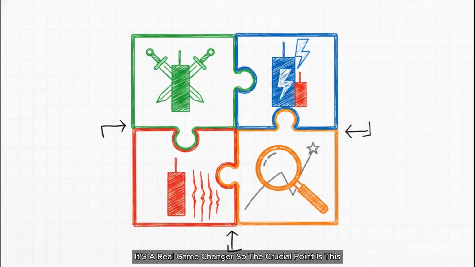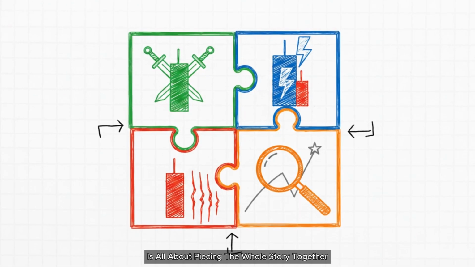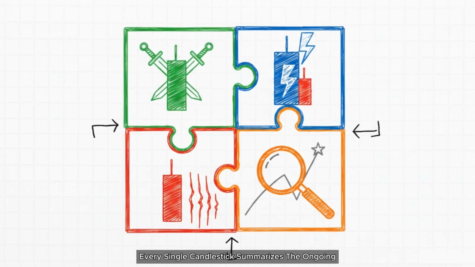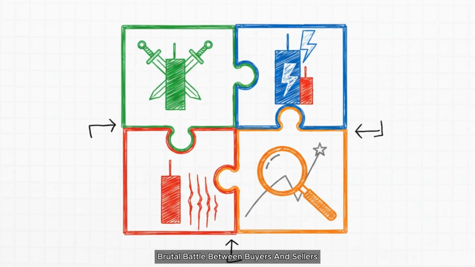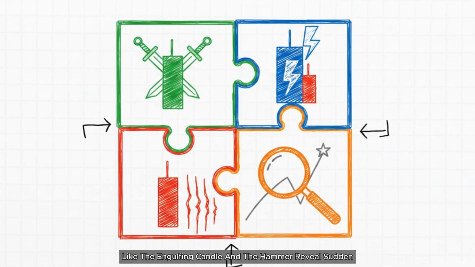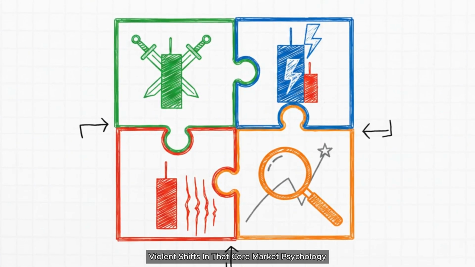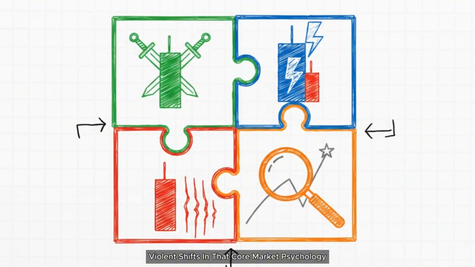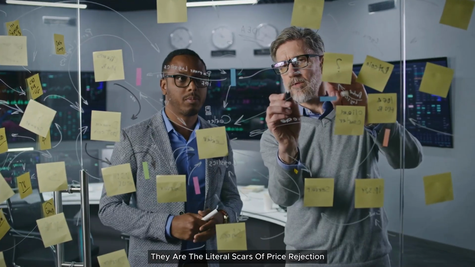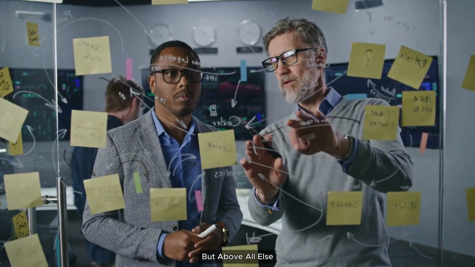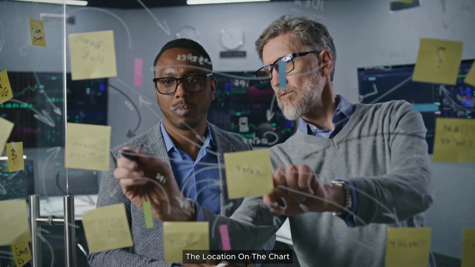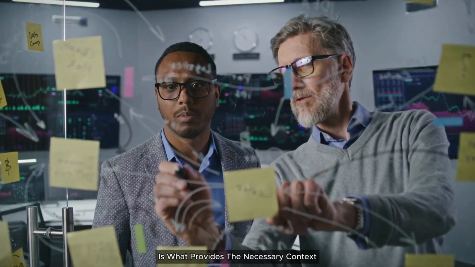So, the crucial point is this. Reading charts is all about piecing the whole story together. Every single candlestick summarizes the ongoing, brutal battle between buyers and sellers. Powerful reversal patterns like the engulfing candle and the hammer reveal sudden, violent shifts in that core market psychology. We learned that those long wicks aren't just random lines, they are the literal scars of price rejection. But above all else, please remember that the pattern is simply the language. The location on the chart is what provides the necessary context.